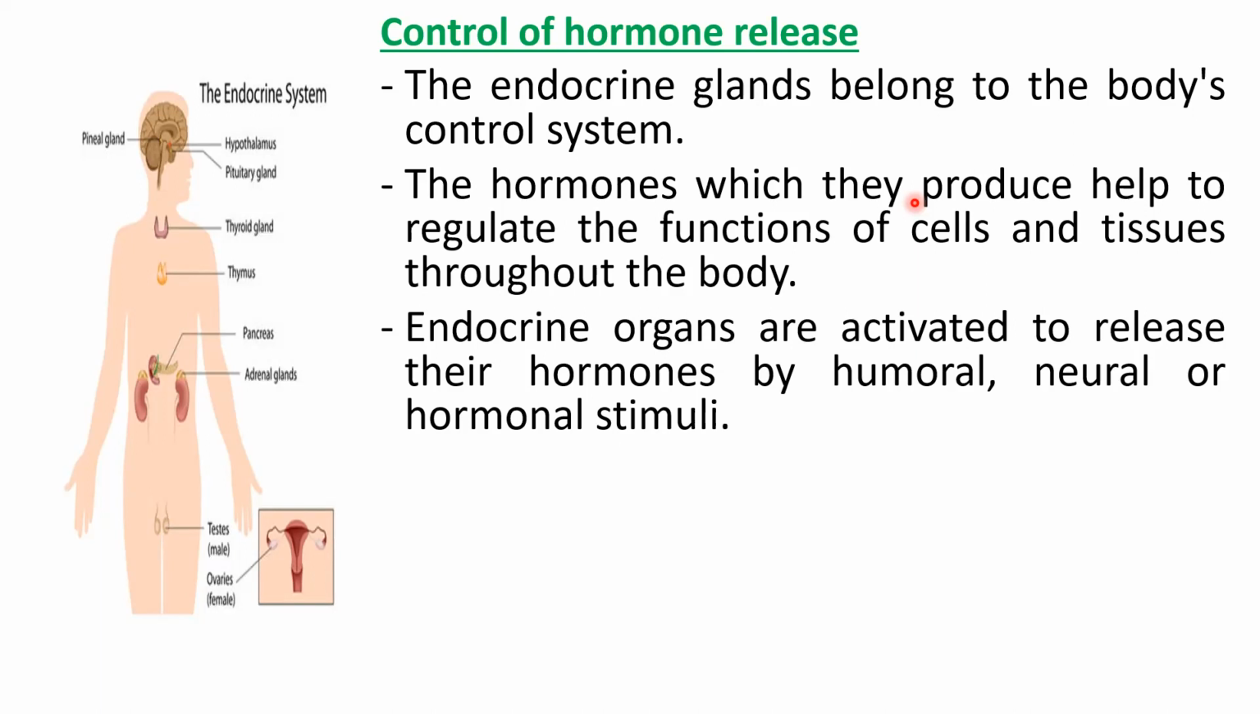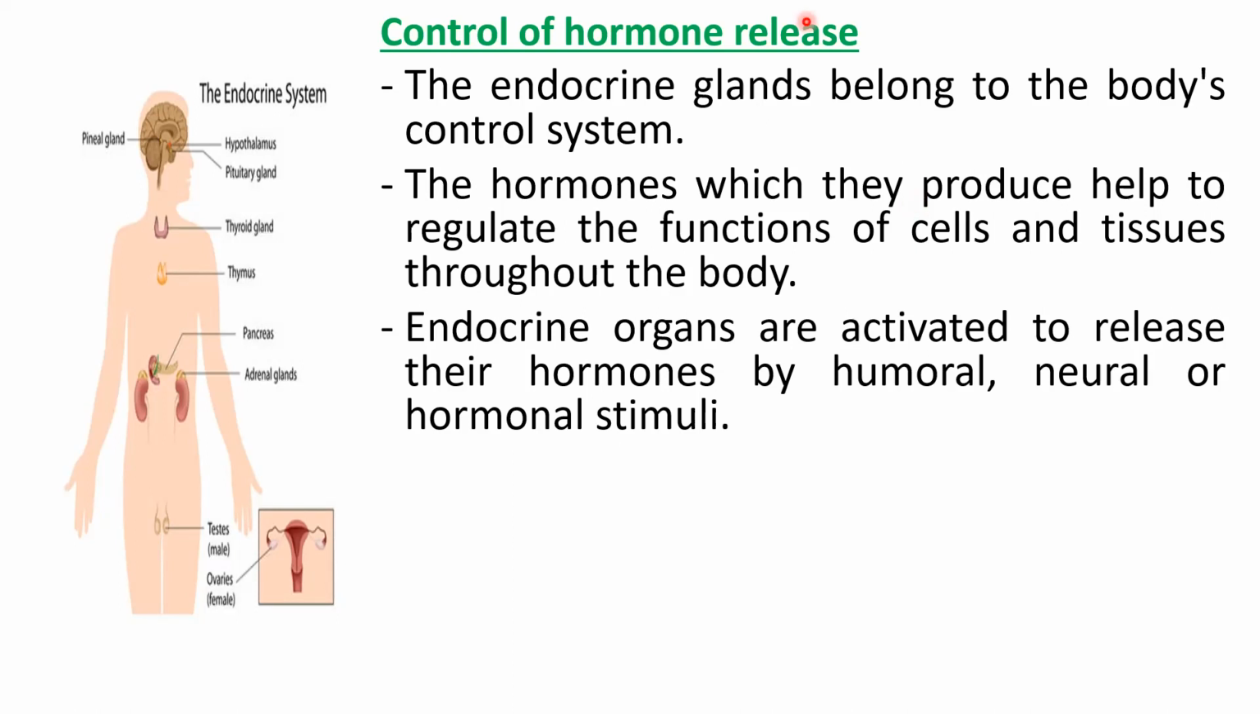Then whatever hormones are produced by the endocrine glands help to regulate the functions of the cells. Means whatever the cells or tissues of our body, the regulation of their functioning is controlled through the hormones. Means the hormones activate the cells and tissues to do their work. Then endocrine organs are activated to release their hormones.